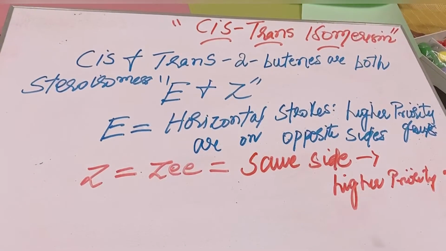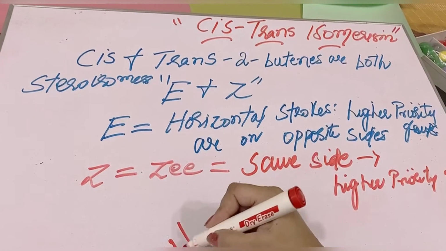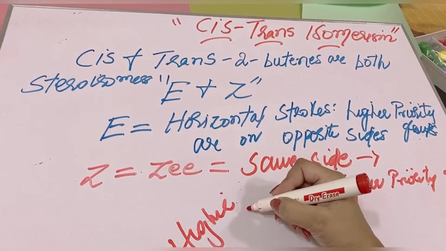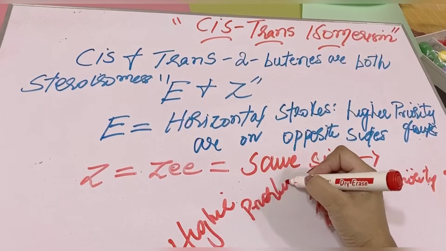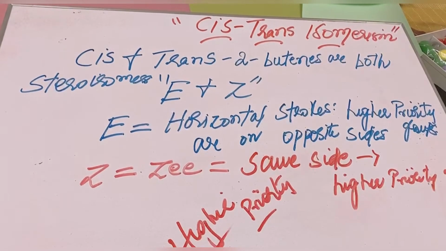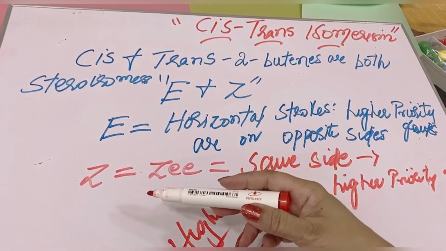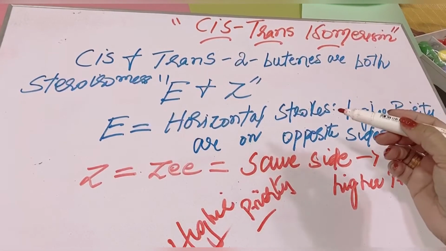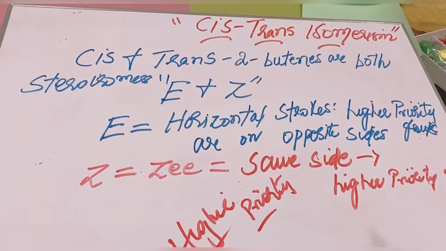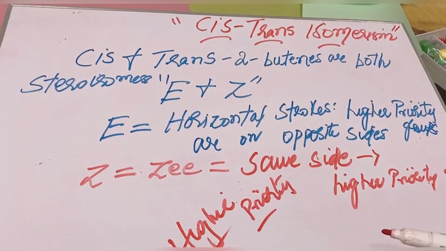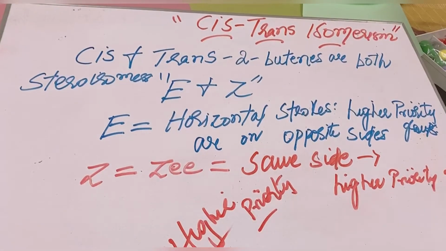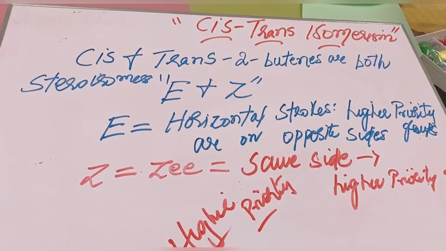Now again a question comes to our mind. What is this higher priority? What are these higher priority groups? What do we mean by higher priority groups or the lower priority groups, right? So this is again something new. So E stands for entgegen, right? And Z stands for zusammen, right? These are the two terms which I thought I must tell you, and these are the meanings of these two terms which I just mentioned with the help of these molecular models. Now let's proceed further. Now you know what is E and what is Z.